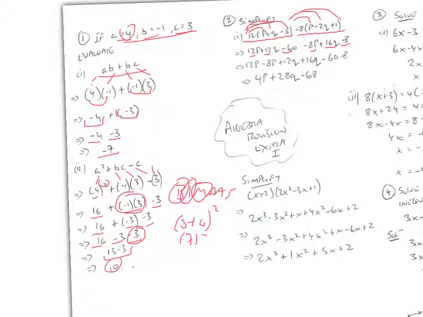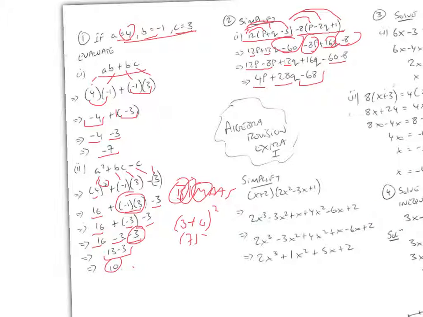Gather your like terms. So gather your 12p and your minus 8p from here, your 12q and your plus 16q from here, and your minus 60 there and your minus 8 there. And then 12p minus 8p is 4p, 12q plus 16q is 28q, and minus 60 minus 8 is minus 68.